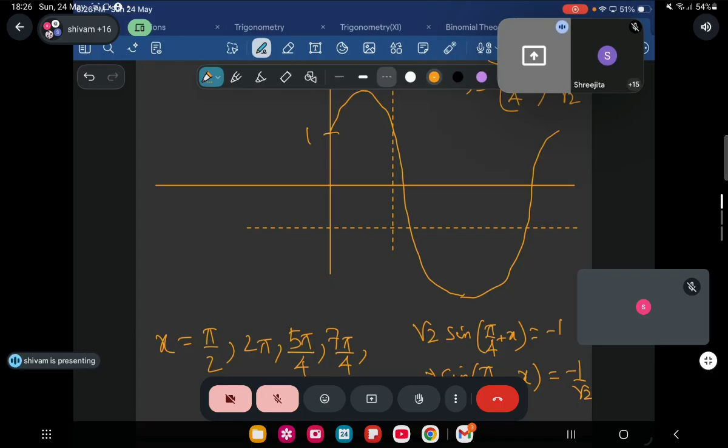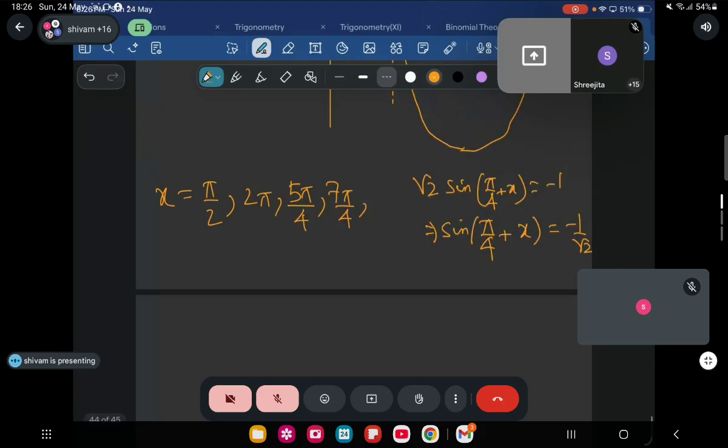But -1 though we have to consider. Right, at -1 it will break. Okay. So -1 by root 2. Wait a minute. Pi by 4 plus x will be equal to pi plus pi by 4, that is 5 pi by 4. Oh, achha, it was pi by 4 plus x. 5 pi by 4 and 7 pi by 4. Yes, so over here, what is the value of x? X equal to pi and 3 pi by 2. Right, so have I written 3 pi by 2 and pi? Just check.